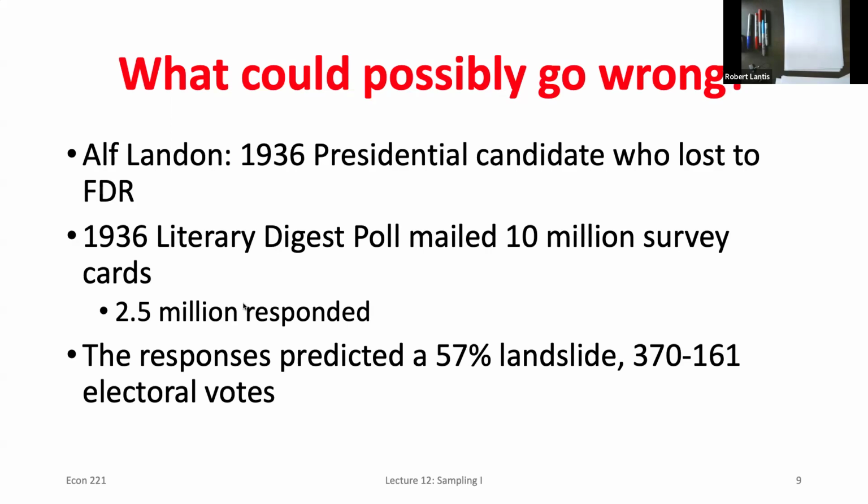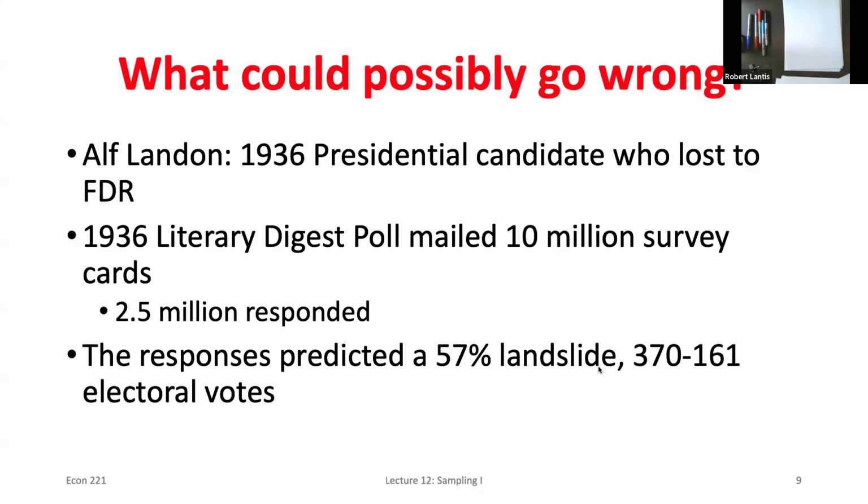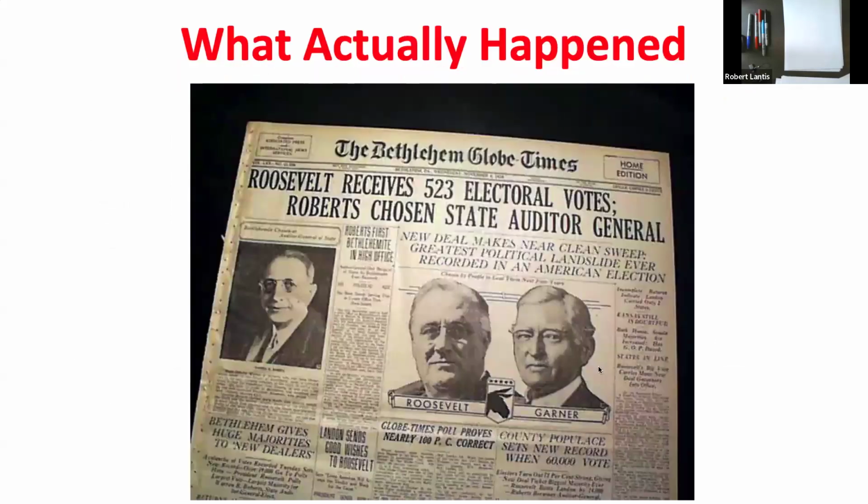And these responses predicted a landslide victory. 57% were going to vote one way. For the electoral vote, they used a stratified or cluster random sampling. They predicted the electoral vote was going to be a landslide, but they predicted it for Landon, right? They predicted Alf Landon was going to win, but we know he lost, right? We've never had a president named Alf, unfortunately.